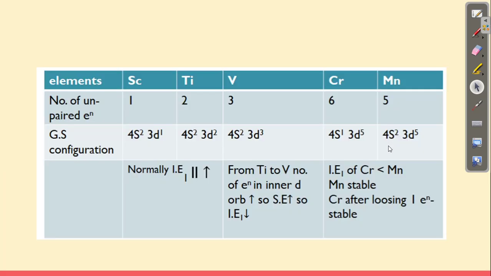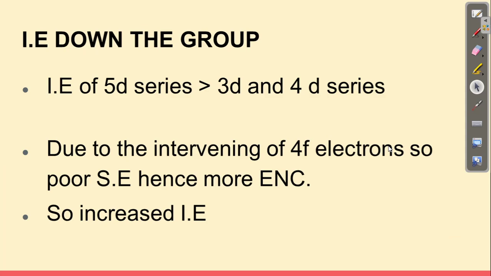Understood? Now when we go down the group, as expected, the 5d series, which is the third transition series, will have a greater ionization enthalpy than the first and second transition series, which are the 3d and the 4d series. This is because of the imperfect shielding effect of the f orbital, and because of that imperfect shielding, the effective nuclear charge will be increased, and hence there is an increase in the ionization enthalpy.